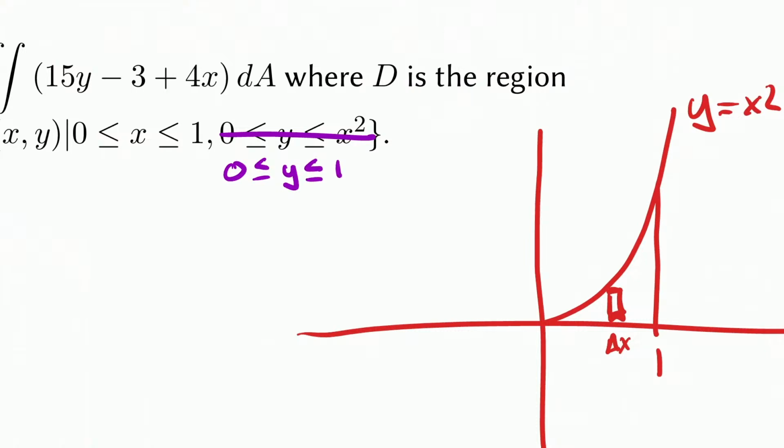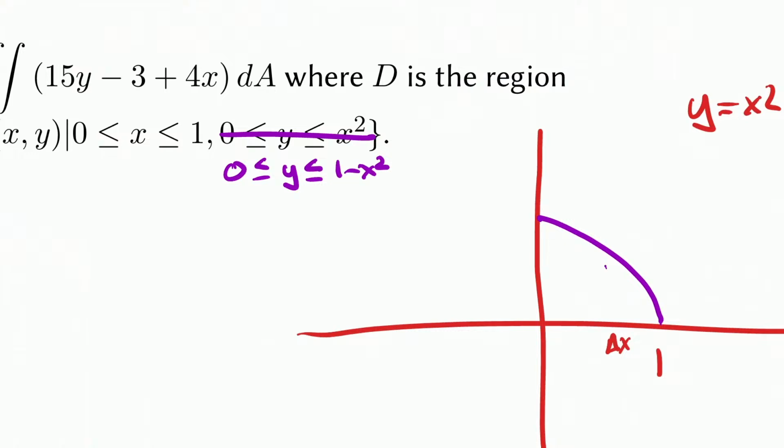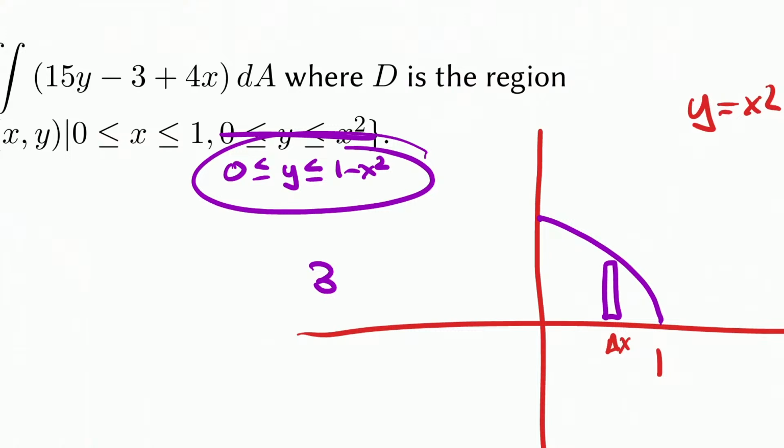Y is less than or equal to 1 minus x squared. And the picture would have been this. Let's see, draw this like this. It would have been like an upside down parabola, and so you would have something like this. And if these were the limits, then the answer would have been 3. So it would have been 1, 2, 3.